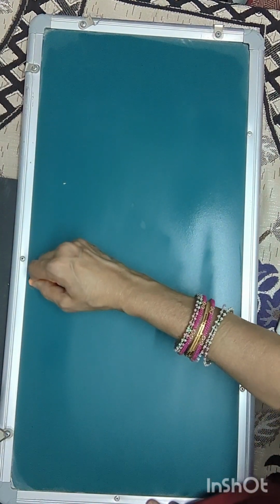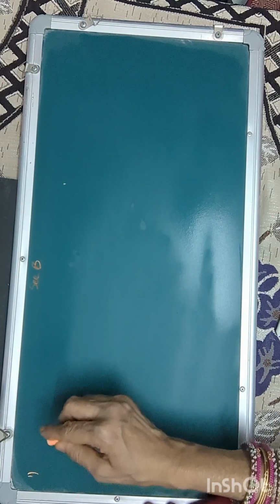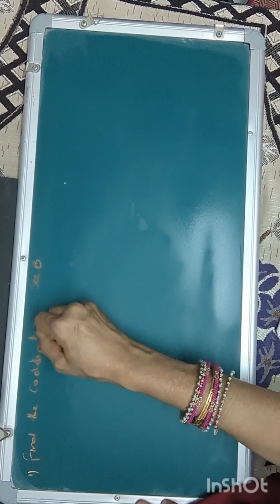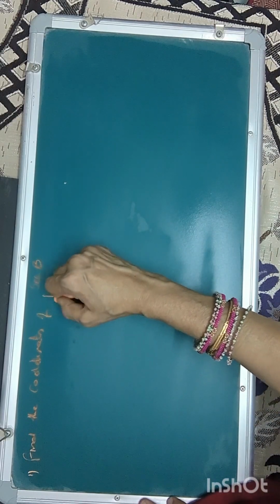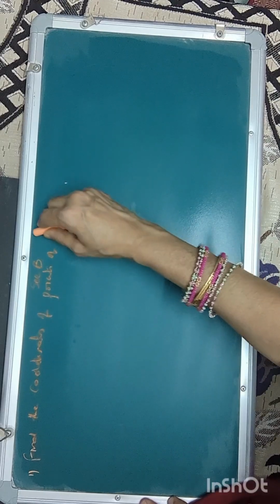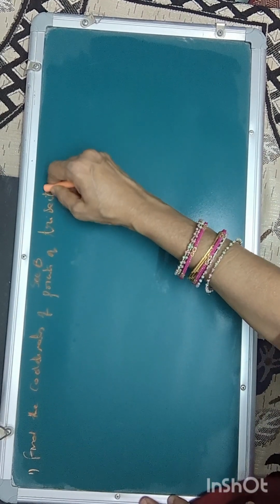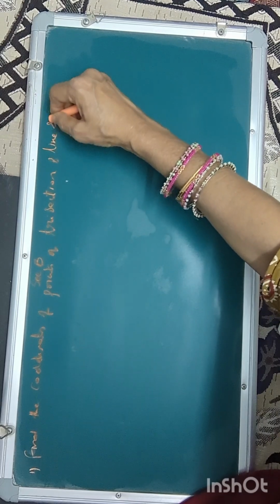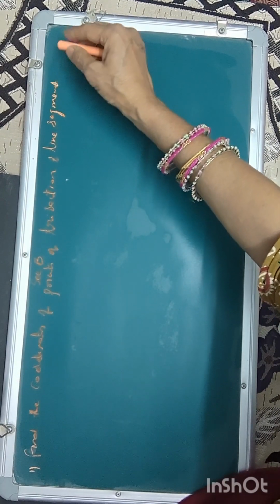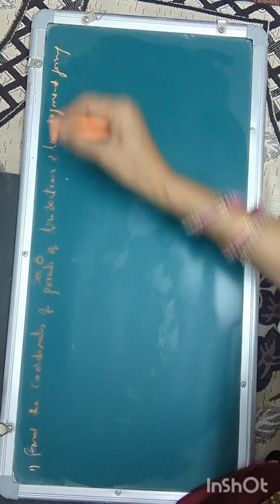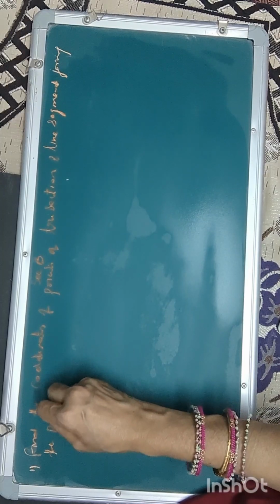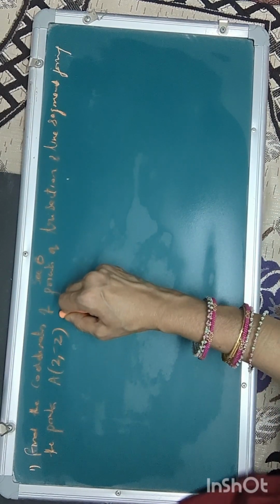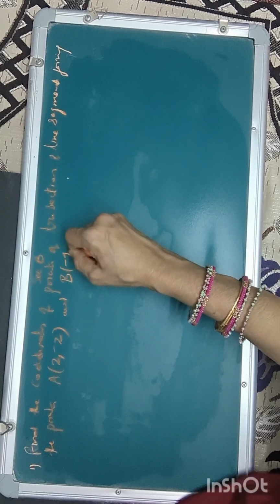So in section B, first question, find the coordinates of the points of trisection of line segment joining the points A (2, -2) and B (-7, 4).